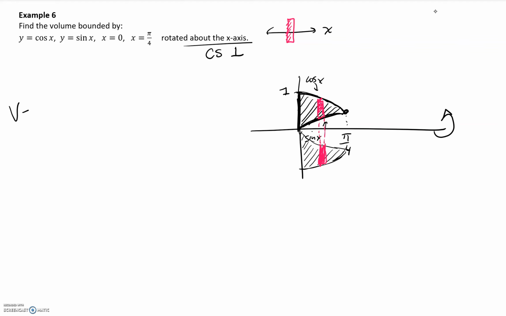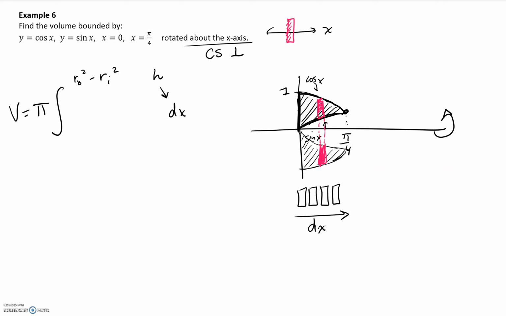And I'm going to do volume is pi, r outer squared minus r inner squared, and then my h. Since I'm making these pink slices go across, looks like my h is going to be a dx, which means my x values for the limits of integration would have to be at the left, which is 0, and at the right, which stops, the pink slices stop at pi over 4. So 0 to pi over 4 are my limits of integration.